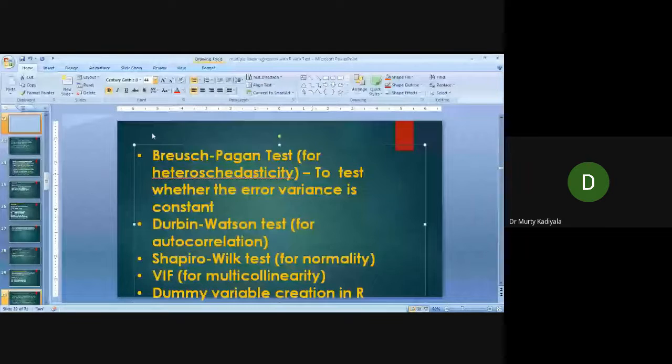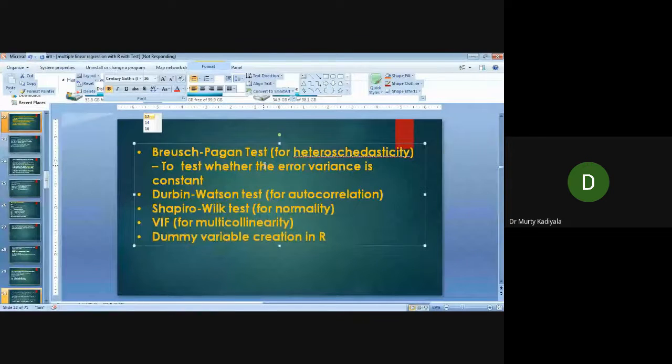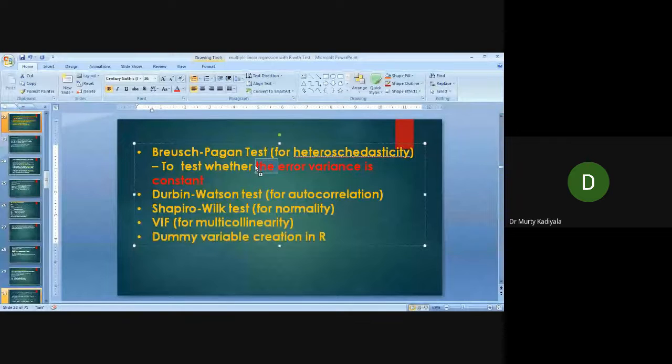So what is the hypothesis? This is going to be the H naught for that particular test. What is the H0 for this test? The error variance is constant.